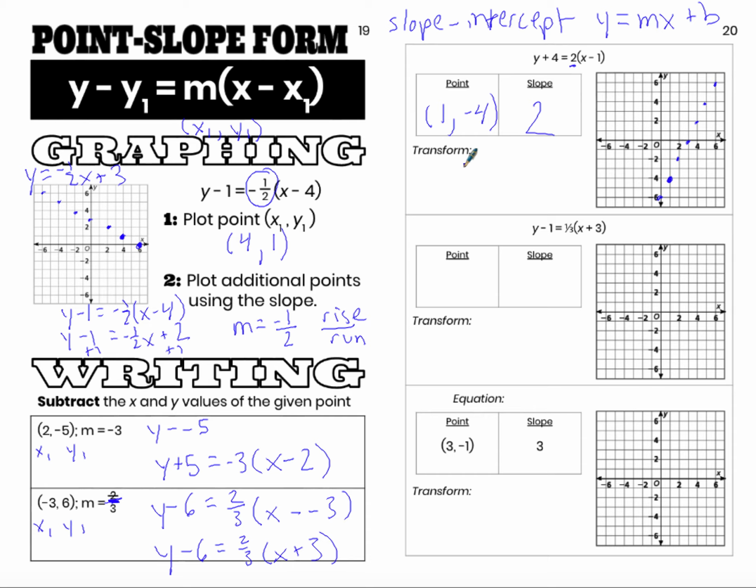I can transform that equation to check my graph. 2x minus 2. Subtracting 4 from both sides, I get 2x minus 6. And hooray, I'm correct. The y-intercept is, in fact, negative 6. And again, all of these graphs should have a straight line with arrows.